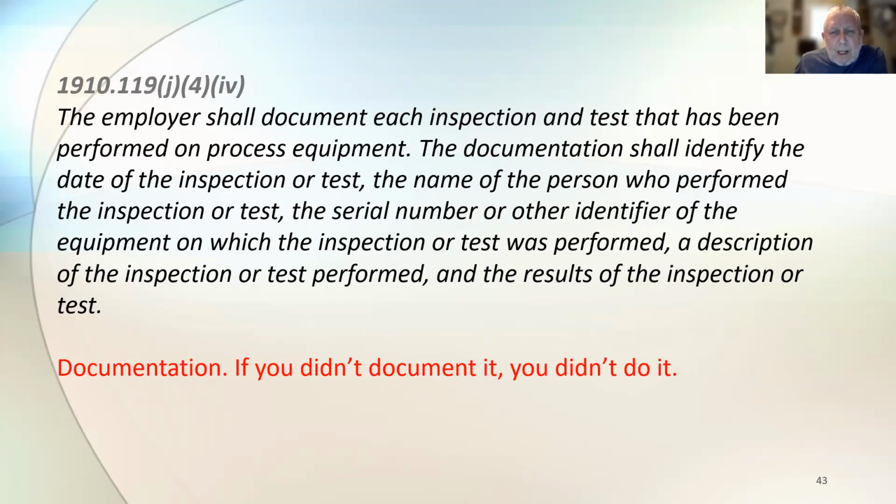The employer shall document each inspection and test that has been performed on process equipment. The documentation shall identify the date of the inspection or test, the name of the person who performed the inspection or test, the serial number or other identifier of the equipment on which the inspection or test was performed, a description of the inspection or test performed, and the results of the inspection or test. Documentation. If you didn't document it, you didn't do it.